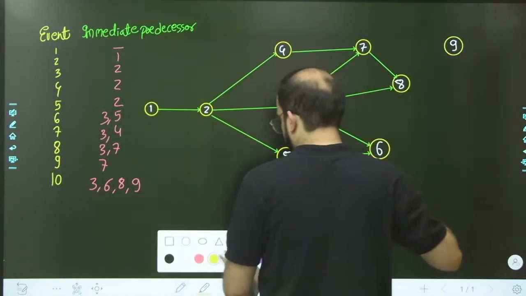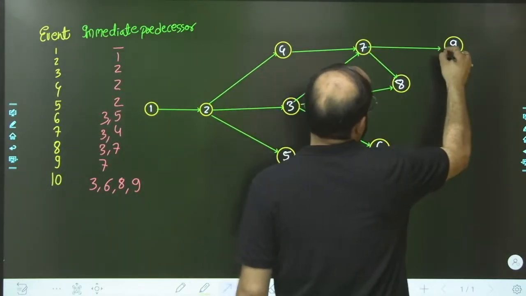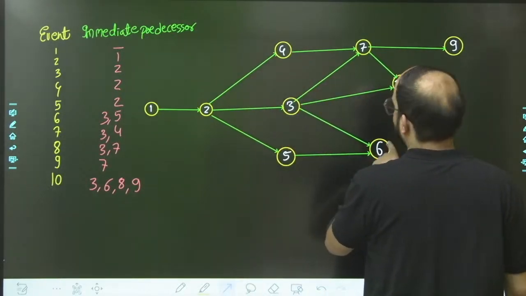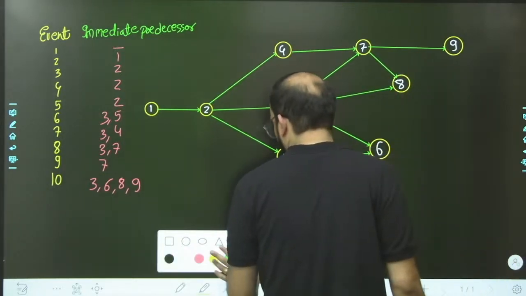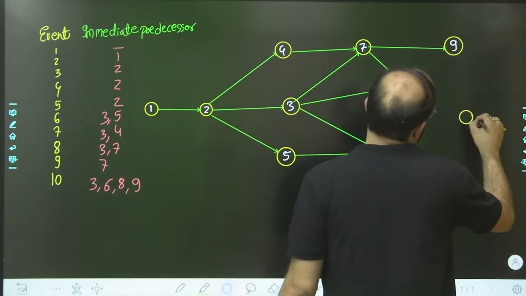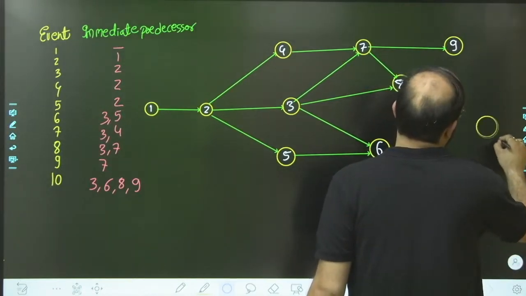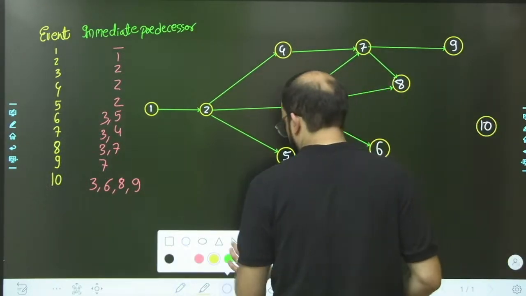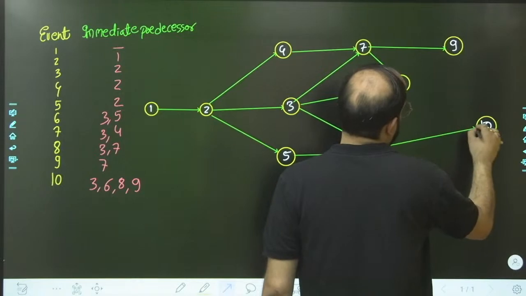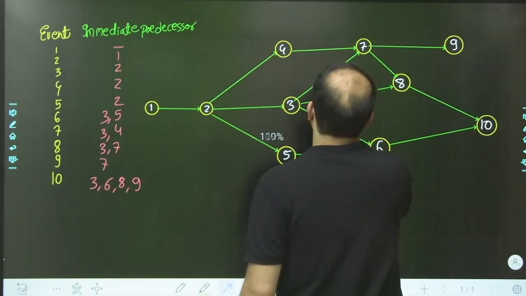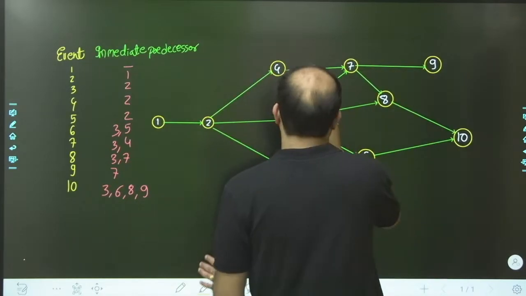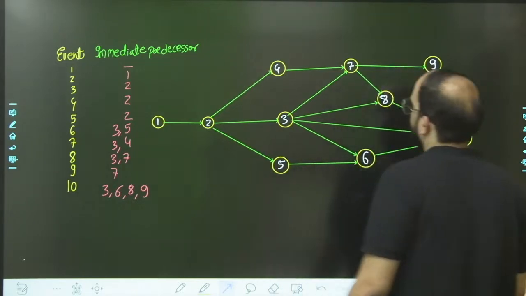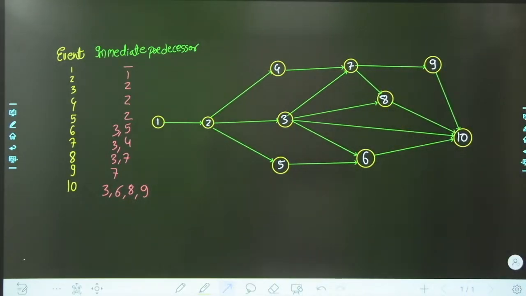This is 9 and this is the arrow. Now 10, so 3, 6, 8, 9, all arrows will go to 10. So suppose this is 10, then this is one arrow. From 3 also there is one arrow, and from 9 also there is one arrow. So it is done, the network is done.